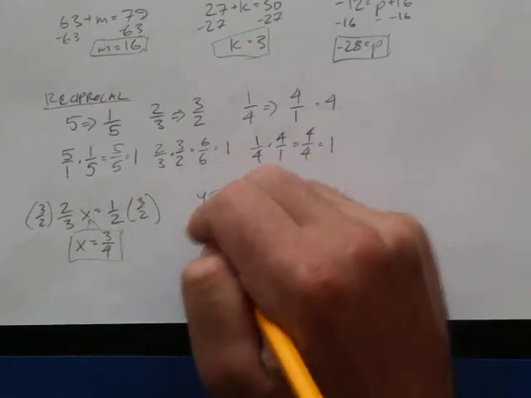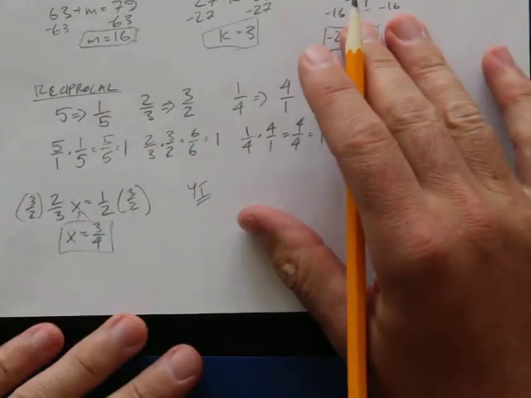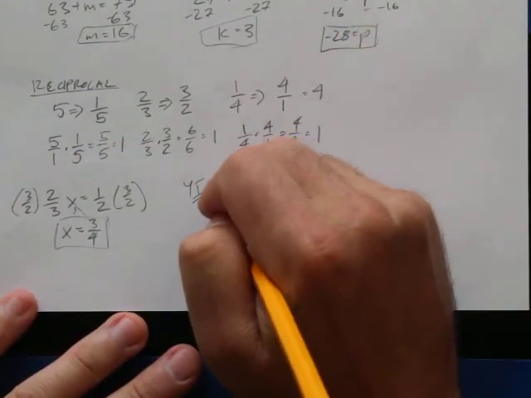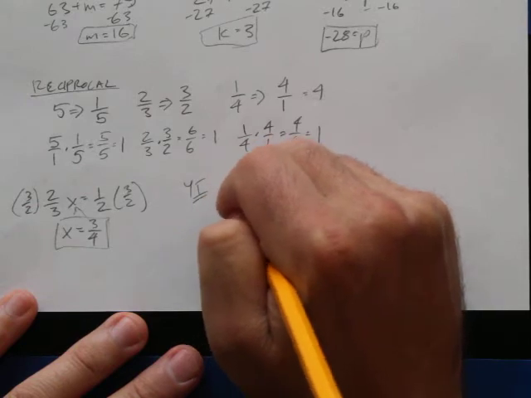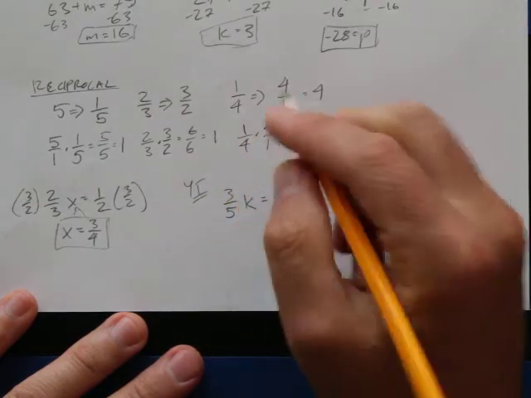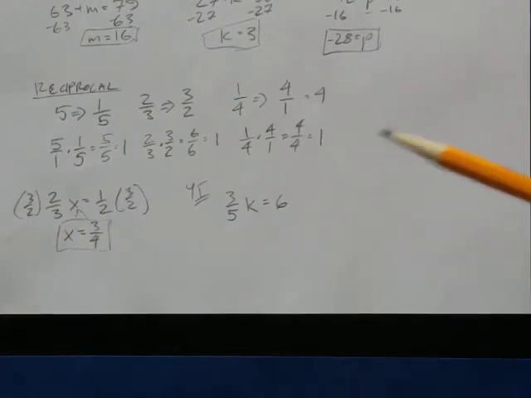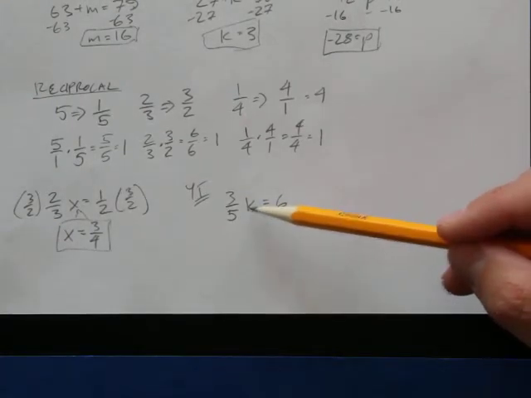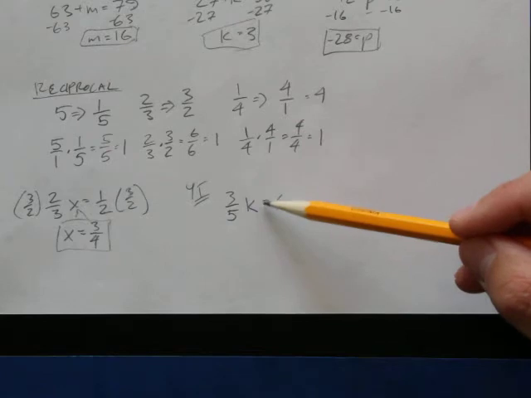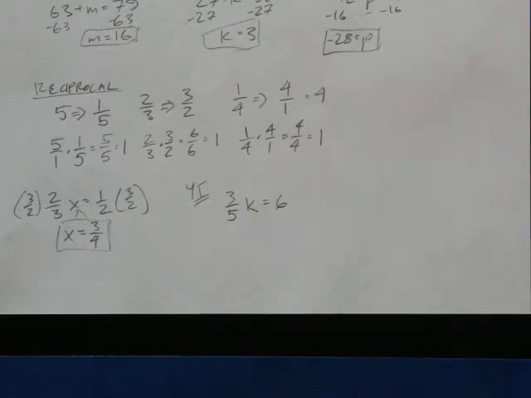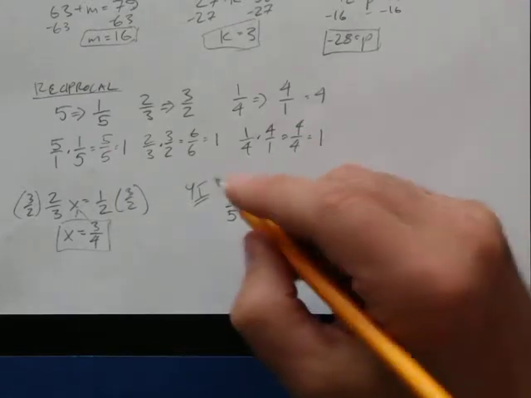Now let's have you try one. I've got 3/5 times k equals 6. So I want to use my reciprocal. I want 1k, not 3/5 k. Okay, pause and get to work. All right, let's see how you did.